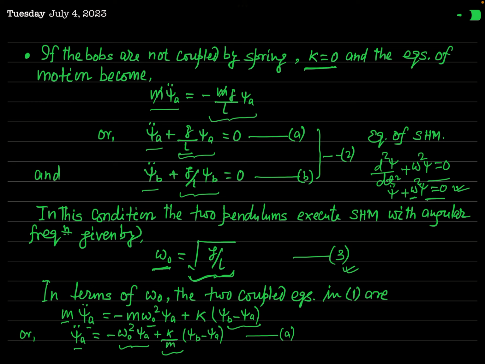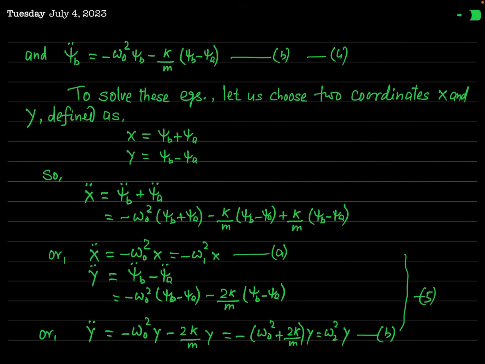Actually in the similar manner you can write down the equation of motion of pendulum B in terms of omega naught square, and that will be what? That will be psi B double dot equal to minus omega naught square times psi B minus k over m times psi B minus psi A. Okay.